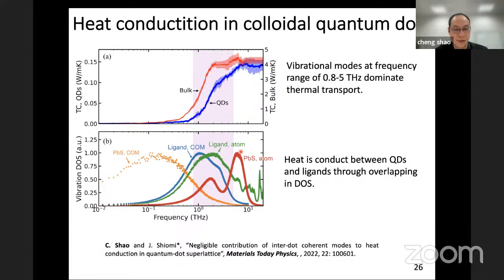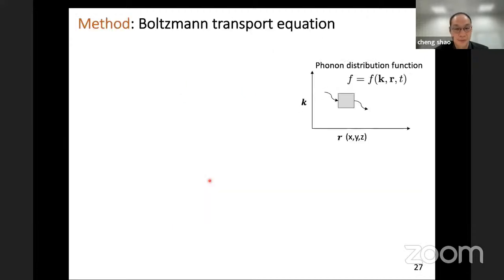And we also analyzed the vibrational density of states of different atoms, different particles. For example, we plot the vibrational density of the quantum dot center of mass, the ligand center of mass, the atomic vibration density in the ligand, and the atomic vibration density in the quantum dot. We found that the frequency region with a high thermal conductivity also has a high overlap in the vibrational density of states, which means that the heat is conducted between the quantum dot and the ligand through the overlap in the density of states.